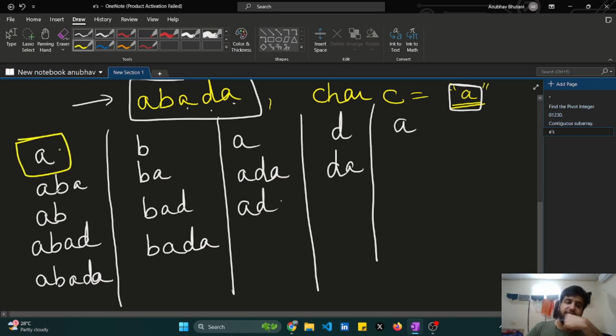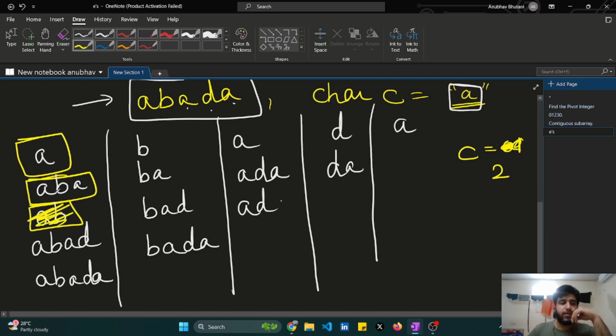Is A starting and ending with A? Yes. My counter is currently 0, so my counter becomes 1. I come to the next one. Is the ABA string starting and ending with A? Yes. So my counter becomes 2. Is AB starting and ending with A? No. So I'll cross this. Is ABAD starting and ending with A? No. Is ABADA starting and ending with A? Yes. So my counter becomes 3.